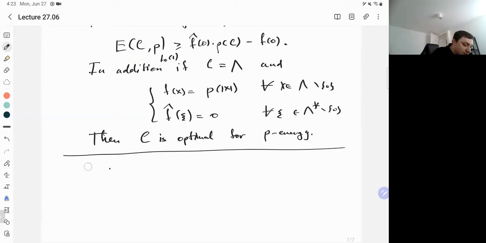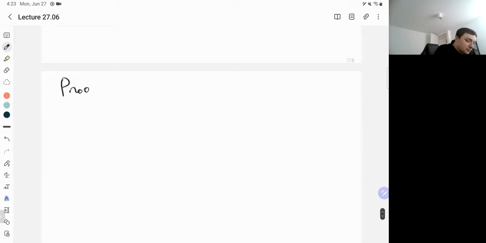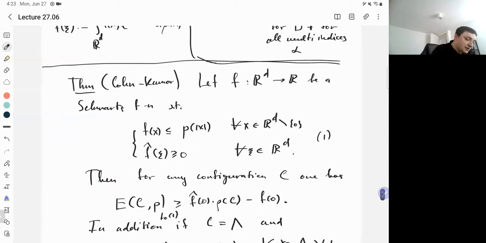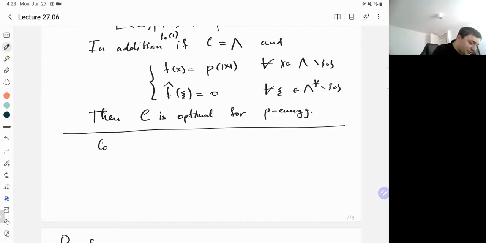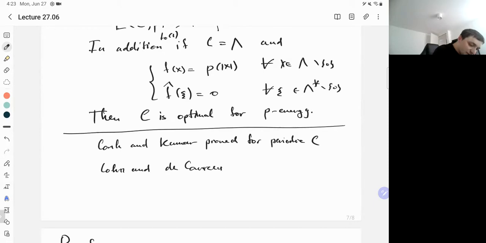And maybe let me go to the next page. So let's assume, and actually, I lied a little bit. So they proved it for periodic configurations, but the theorem is true for everything. So for periodic configurations, Cohn and Kumar proved this, and Cohn later, with Kumar and others, for all C.